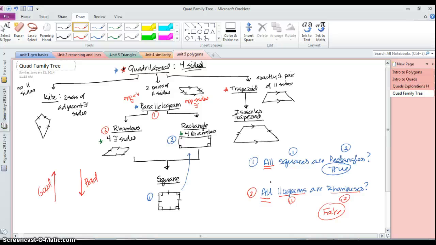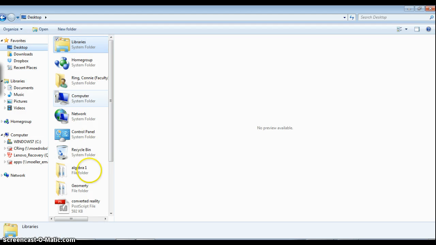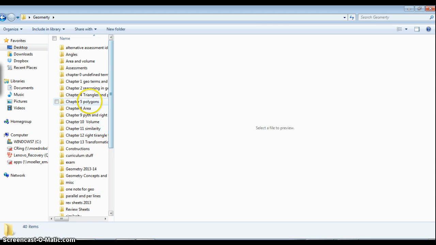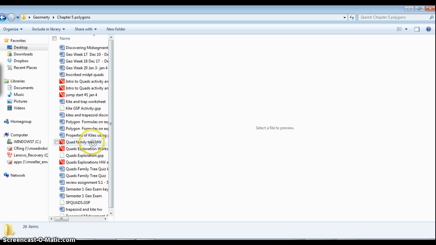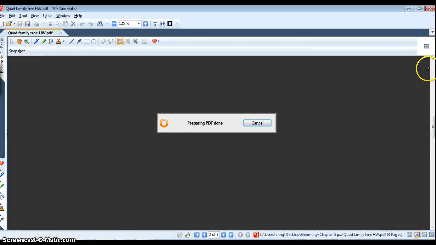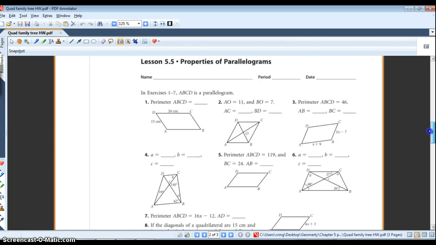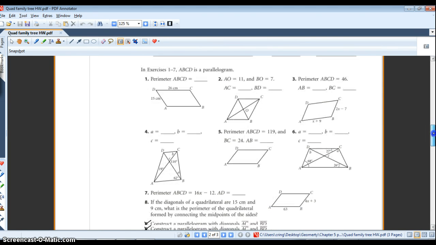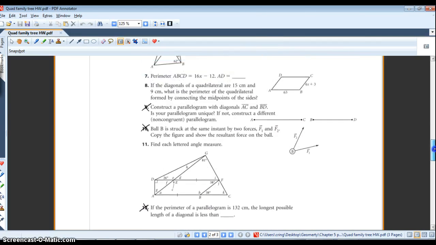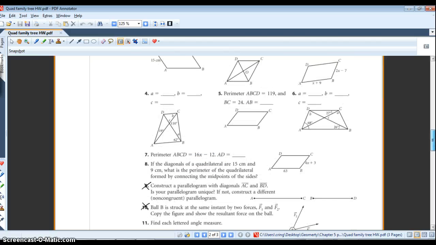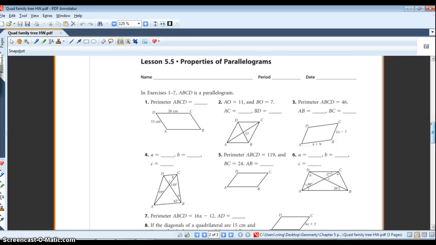All right, so now that you've got a good picture of how all the quads are related to each other, it's time to practice your skills a little bit in your homework. Your homework is on Net Classroom, and it looks like, let's see, quad family tree homework. Sorry about that. You know how that first page is always blank. But it looks a little bit like this. It's called Properties of Parallelograms. Those X'd out problems are ones that you don't have to deal with. You don't need to worry about those. But if you have any time left in class now, I want you to go ahead and work on this and then Dropbox it as soon as you're finished.